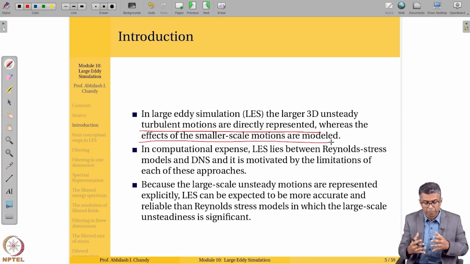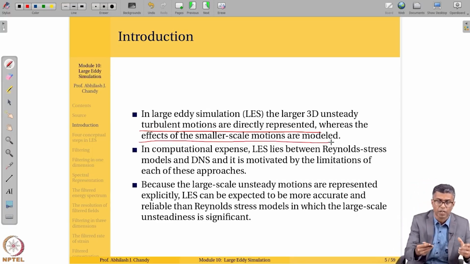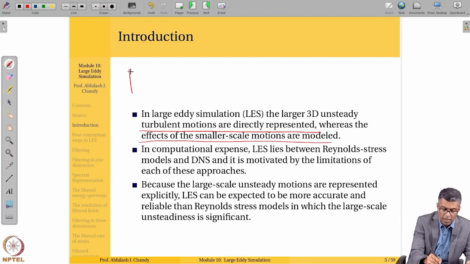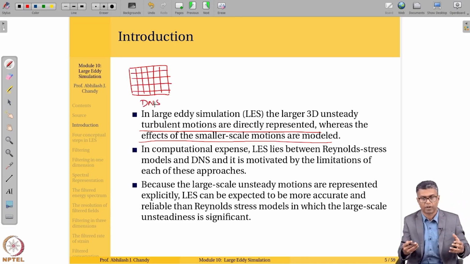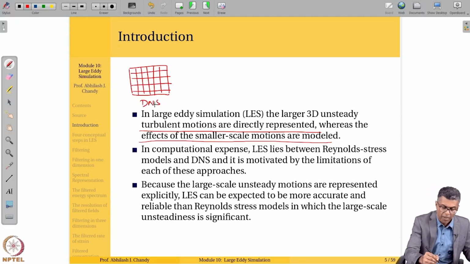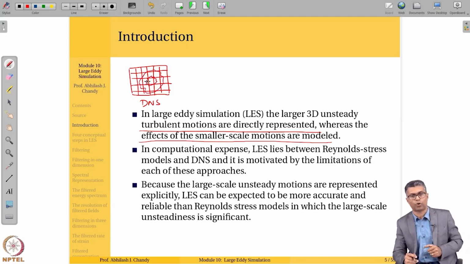So I believe I've done this before, but if you think about a grid for DNS, this is sort of a cartoon of it, right? A schematic representation, if you will. So this is going to be DNS. This is what a grid is in DNS, and all the large scales are represented, of course, and even the small scales are represented. If I want to call that a large scale and a small scale, even the small scales are represented.